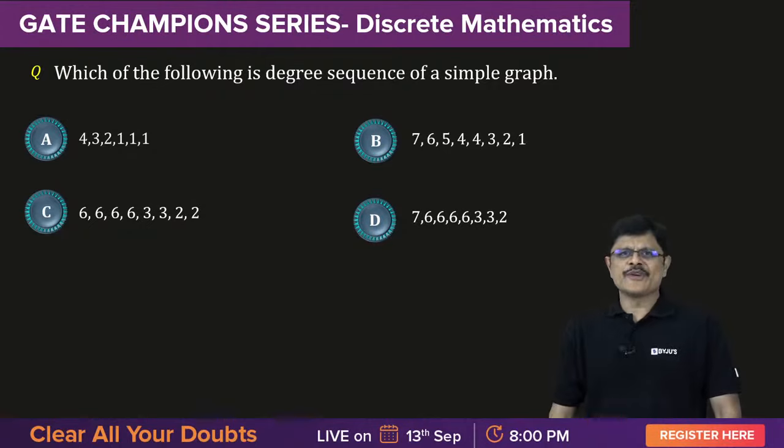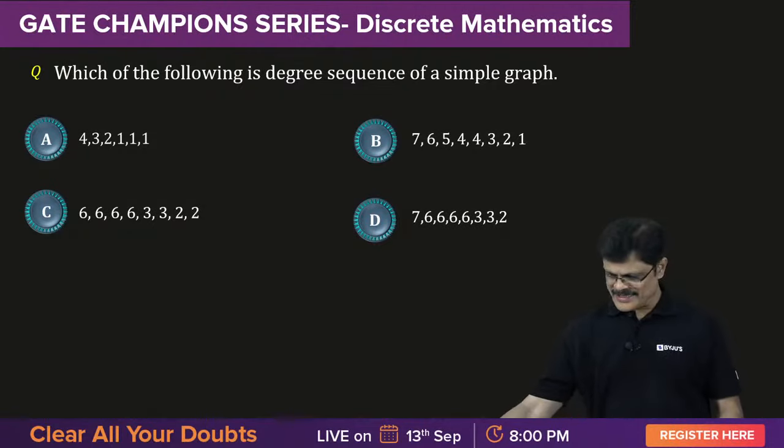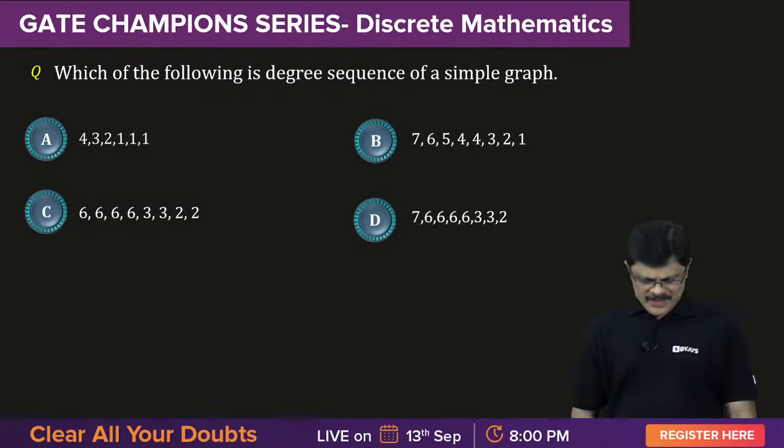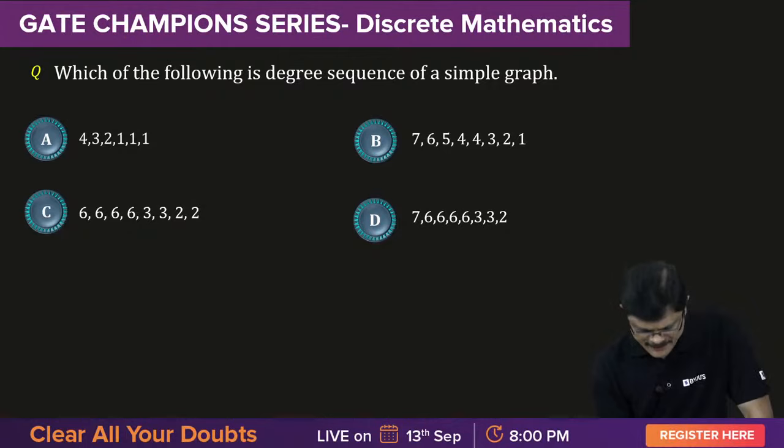For degree sequence, we have a beautiful technique called the Havel-Hakimi procedure or algorithm. Using that, we can check whether the given sequence is a degree sequence. Degree sequence means a sequence of degrees of a simple graph. So, whether the given sequence is a degree sequence of a simple graph or not, we need to verify. Let me start with the first one, option A.